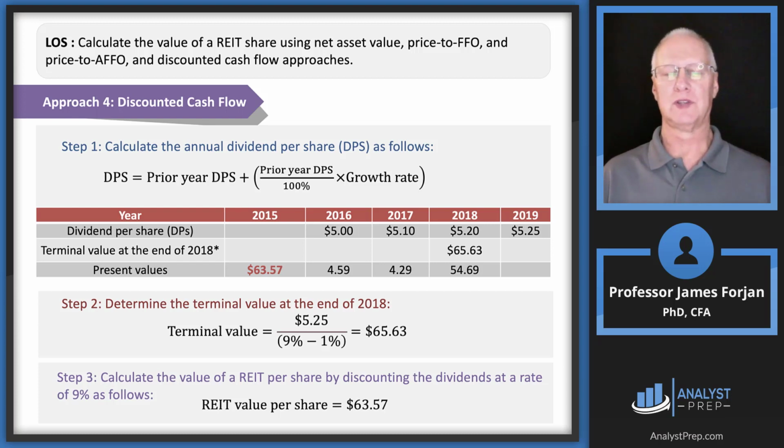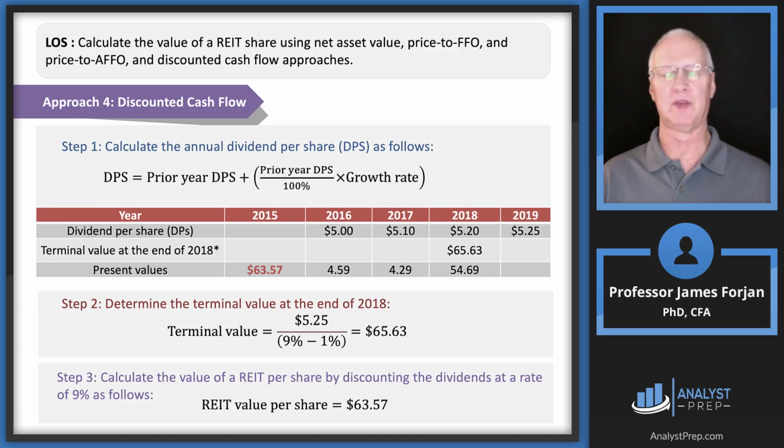So this discounted cash flow then tells us to just take the present value, and that's what we've done in that final row down at the bottom of the table where you can read present values. So forget about that 63.57 for just a second. The present value of the $5 is 459. The present value of the 510 is 429. And the present value of the 520 plus the 65.63 is 54.69.